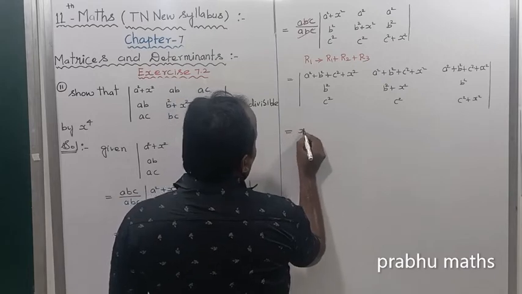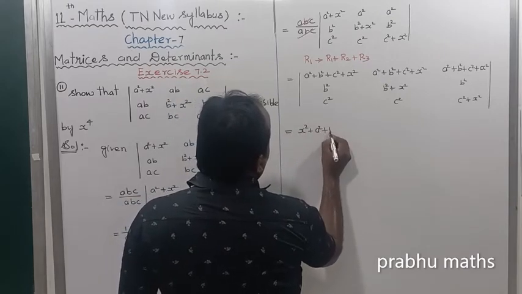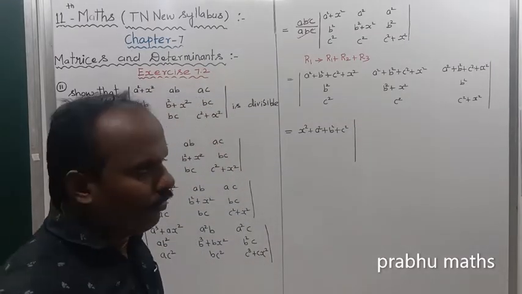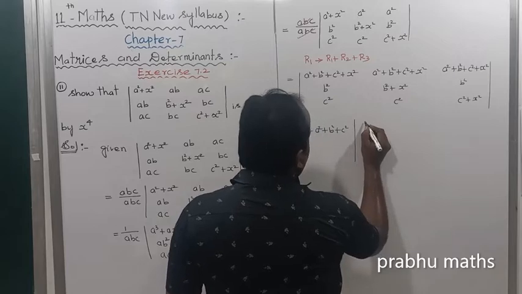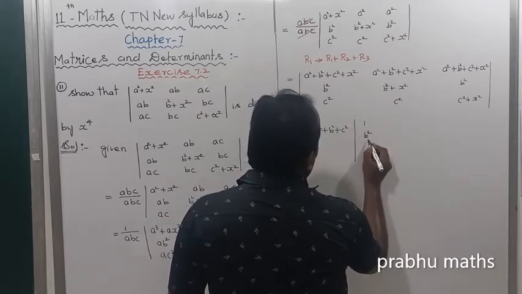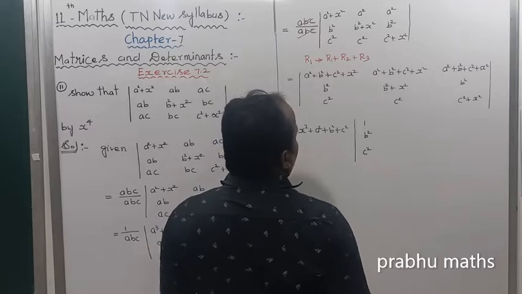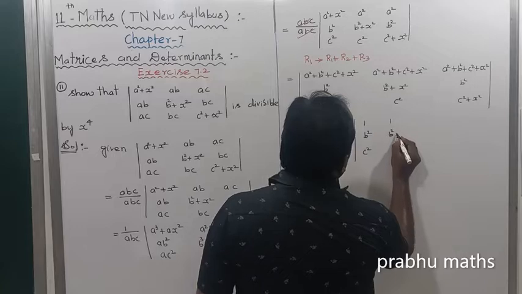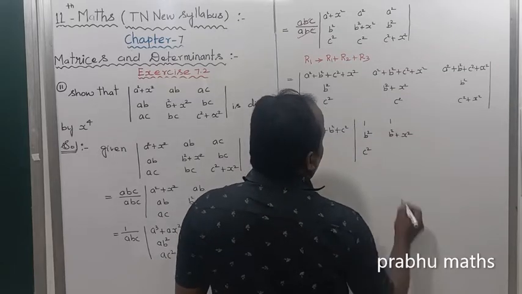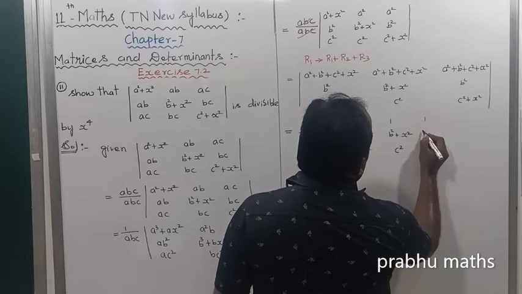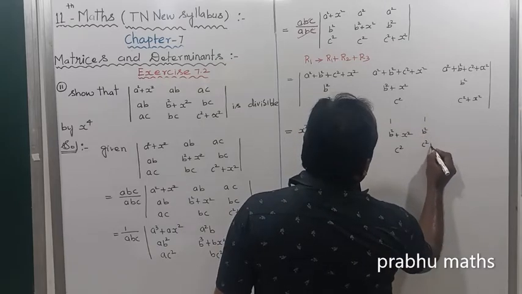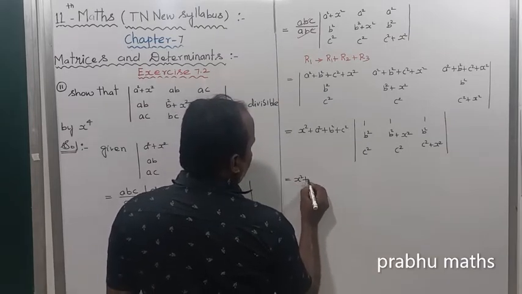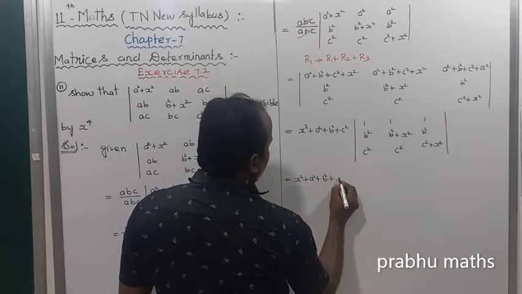So that is equal to x²+a²+b²+c², which is a common value of R1, taken outside. The first row becomes 1, 1, 1. The next row is b², b²+x², b², and the last row is c², c², c²+x².